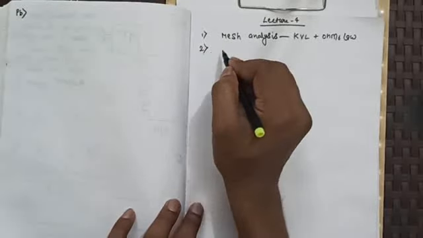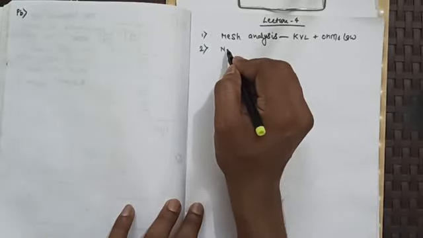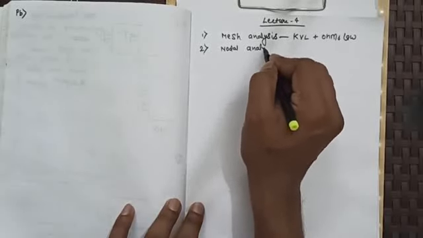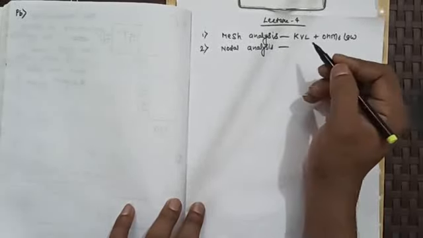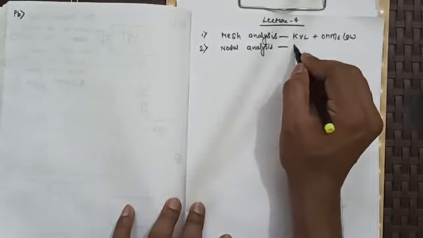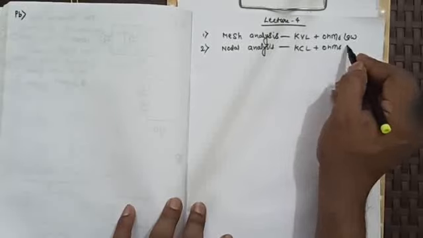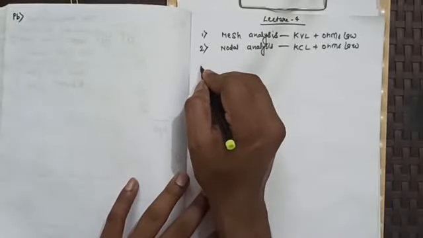The second is nodal analysis. Nodal analysis is what? Application of KCL and Ohm's law. We use this when the number of voltage sources in the circuit is more than the current sources, right? Now let's start mesh analysis.